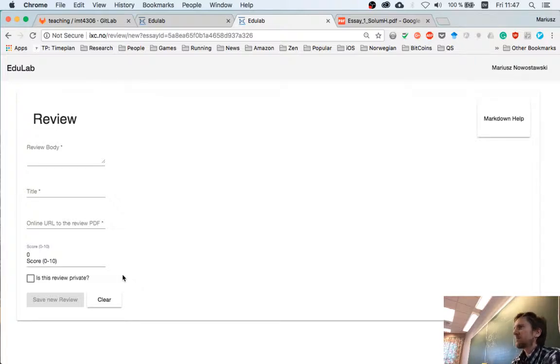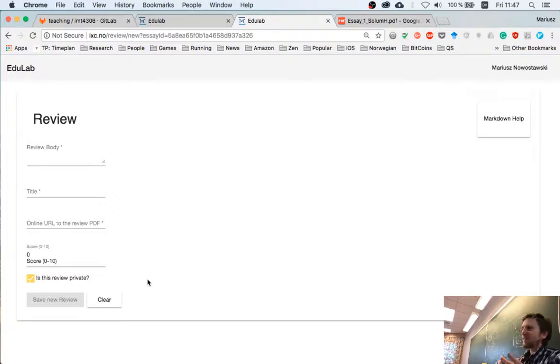And they also couldn't see it. Say it again? The essay author also can't see it? Yeah, the essay author will see it regardless. So if you say it's private, the essay author will see it anyway. Yeah. So there are three roles. And now we will complicate it because we have this anonymous role as well.